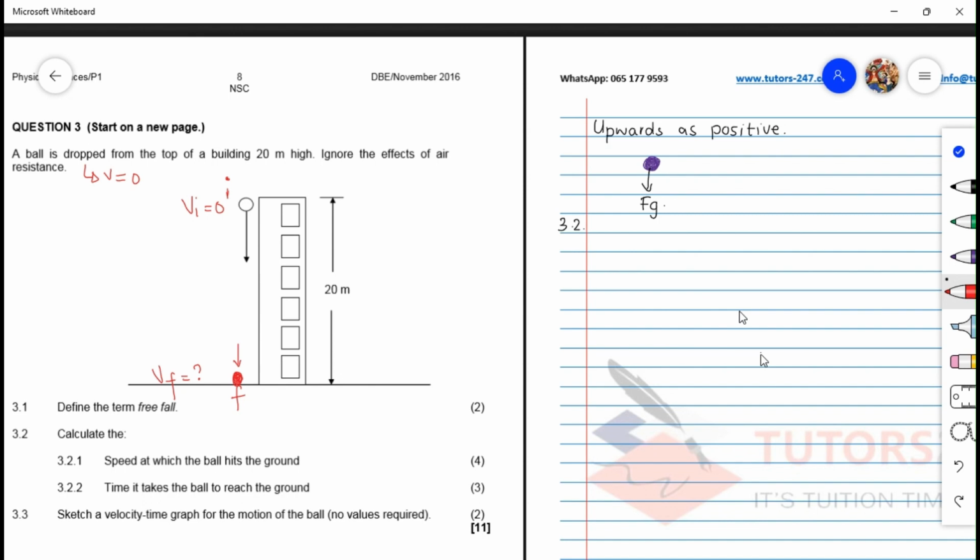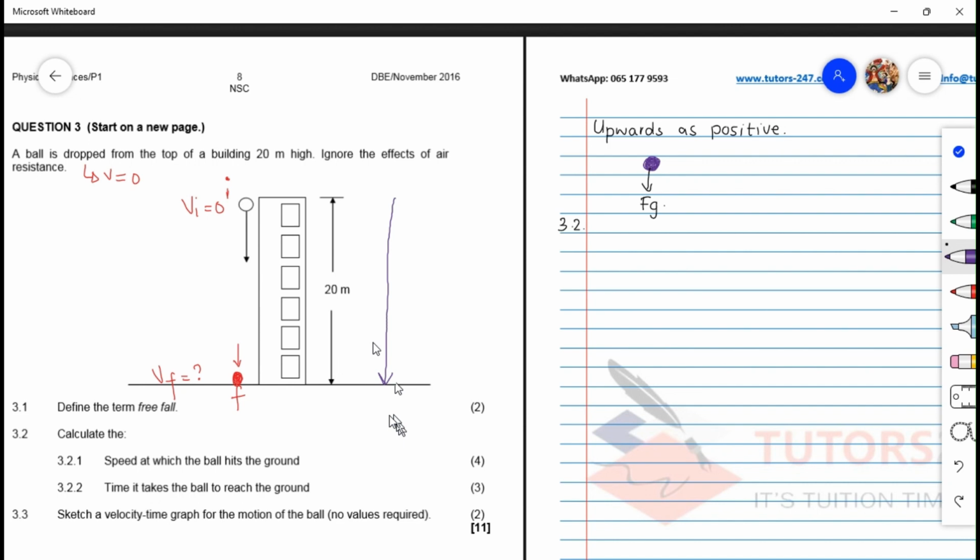Now, my displacement. How do we know whether displacement is going to be positive or negative? Now, if we were to draw a vector of our displacement, it will be a 20-meter arrow going downwards because the object is moving downwards. And I took upwards as positive. Therefore, my displacement will be negative 20.